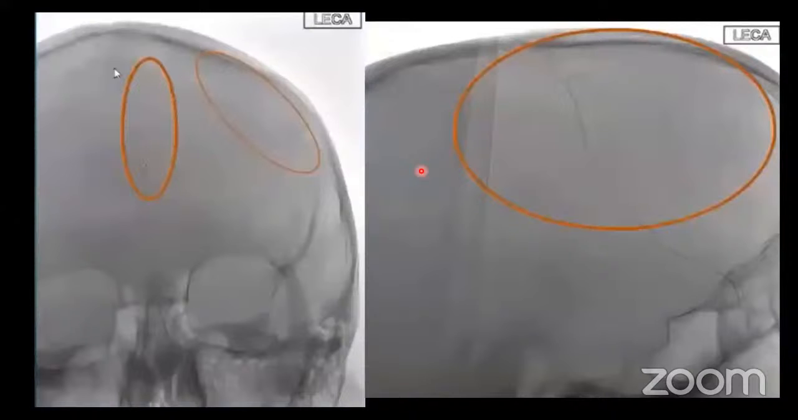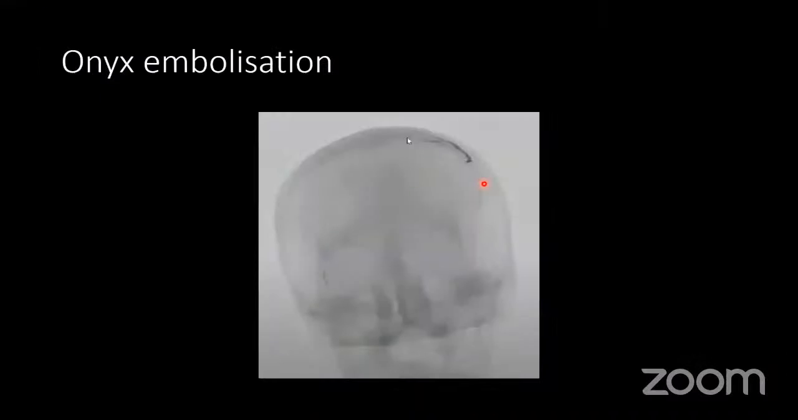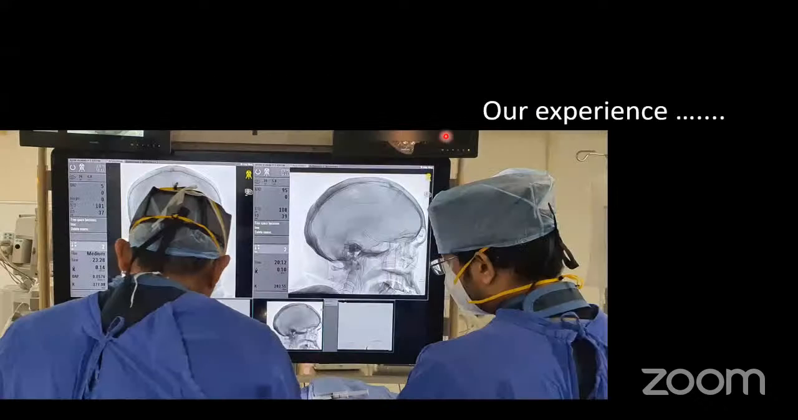These are the diagrams showing liquid embolic agent being injected, so the visualization is very good when compared to the particle embolization. Here you can see the cast being formed, and this cast is very much permanent, and this is Onyx embolization. So that was the technique.